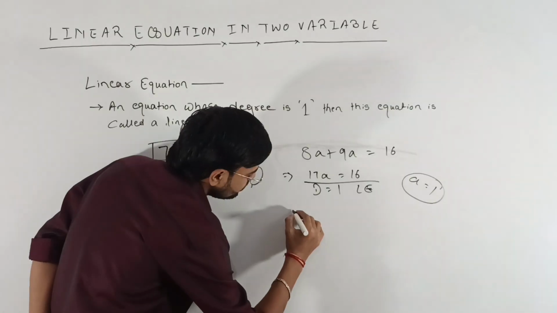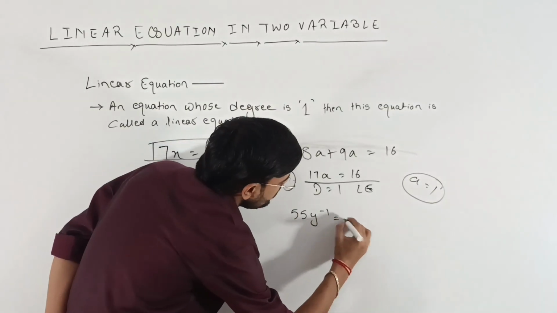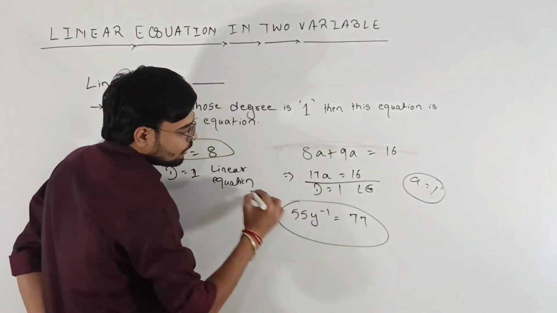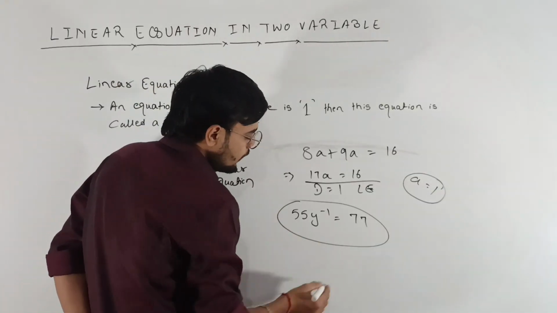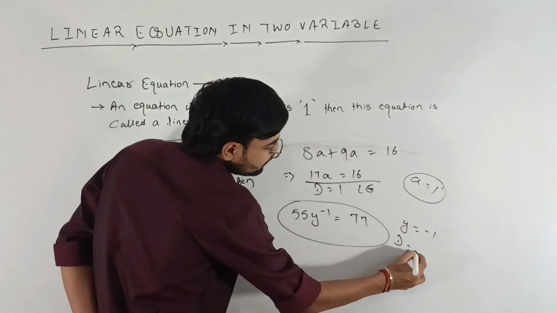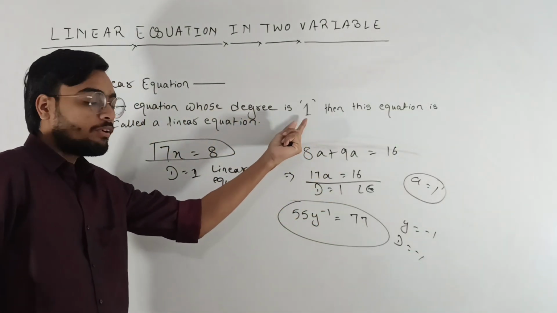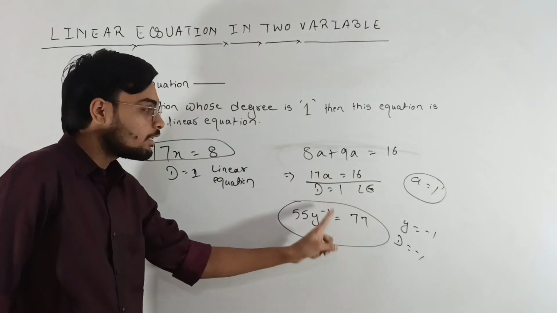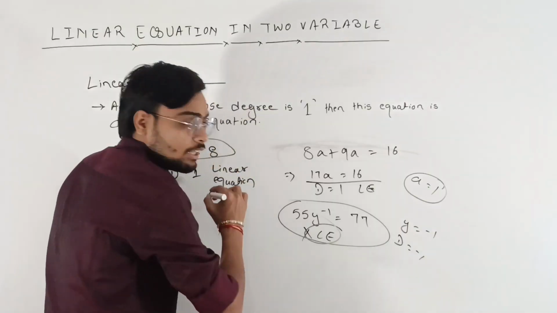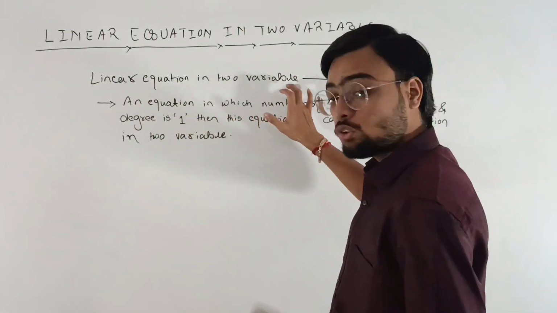Let's see one more example. Suppose we have an equation 55y to the power minus 1 is equals to 77. Now we have to check whether this equation is linear or not. For linear, we have to check the degree. The power of y is minus 1, so the degree is minus 1. But for a linear equation we need degree 1. We have degree minus 1, that's why this is not a linear equation. Okay, understood?